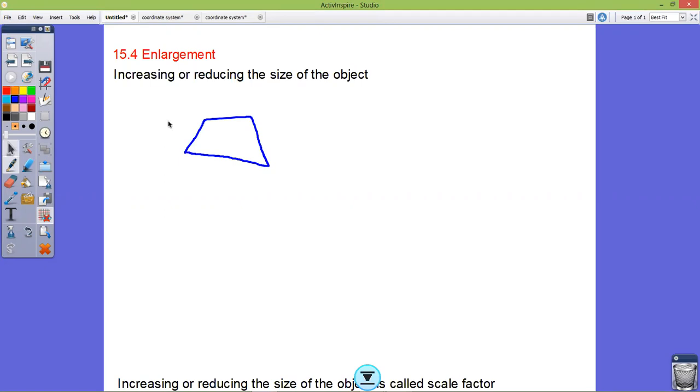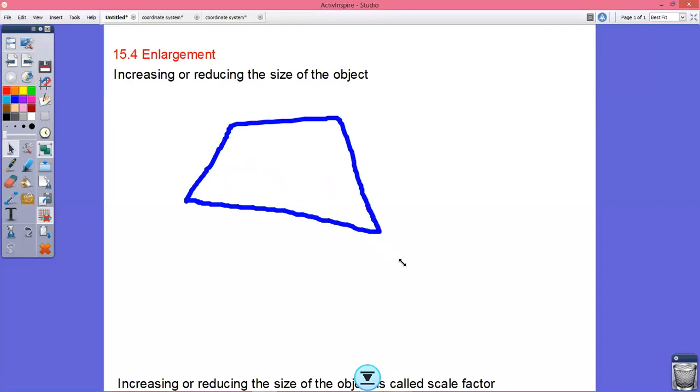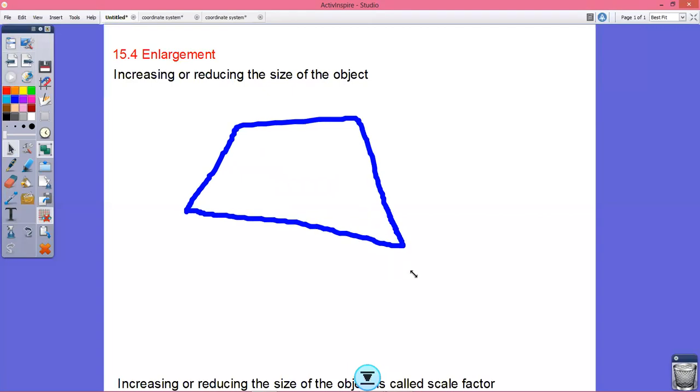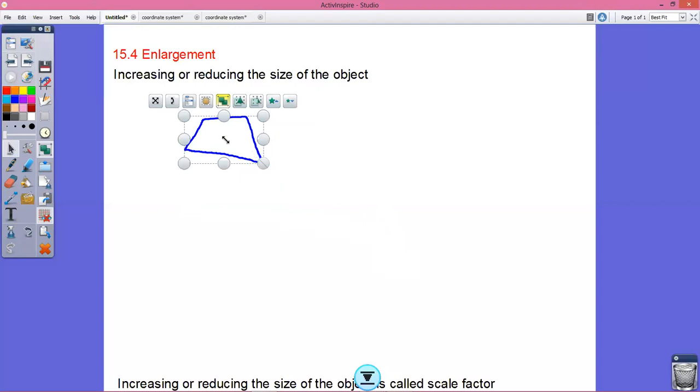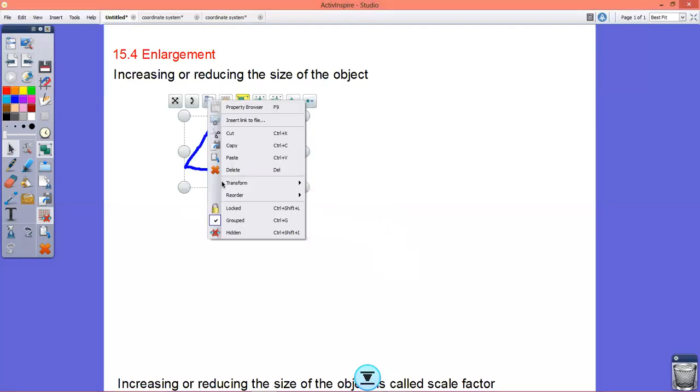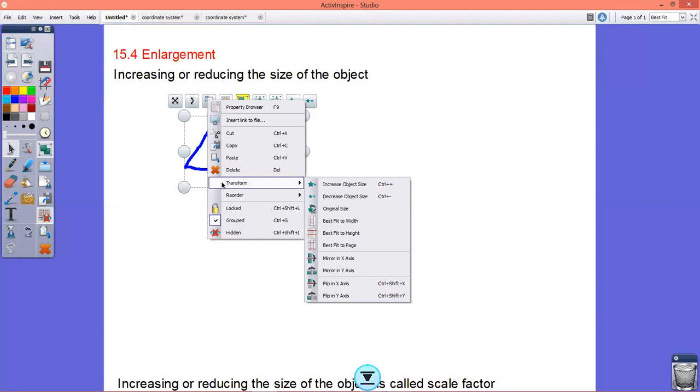Now, we are going to see this one. Here, I am going to do it over the screen directly. Now, this is the enlargement. Here, I am increasing the size of the object. Now, here, I am reducing the size of the object. This is called enlargement. Now, do you see here transform? I open the transform. After that, increase object size, decrease object size, and original size.